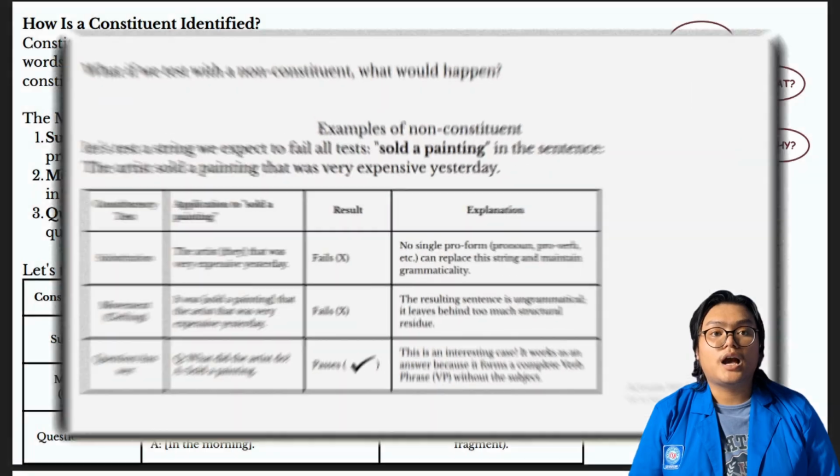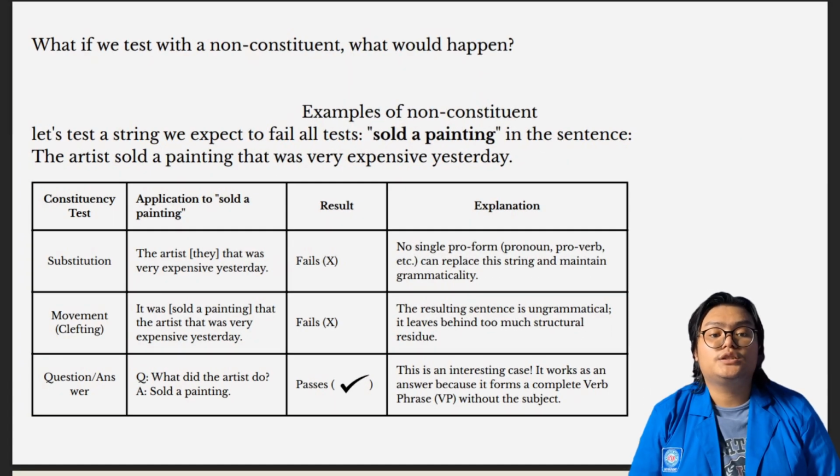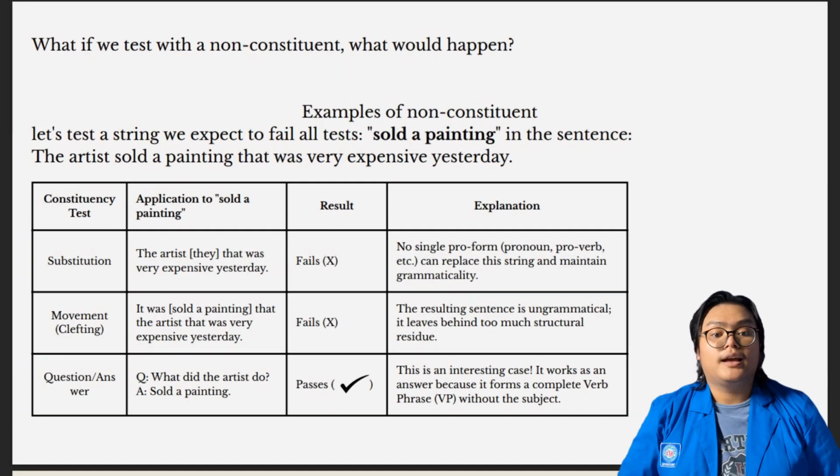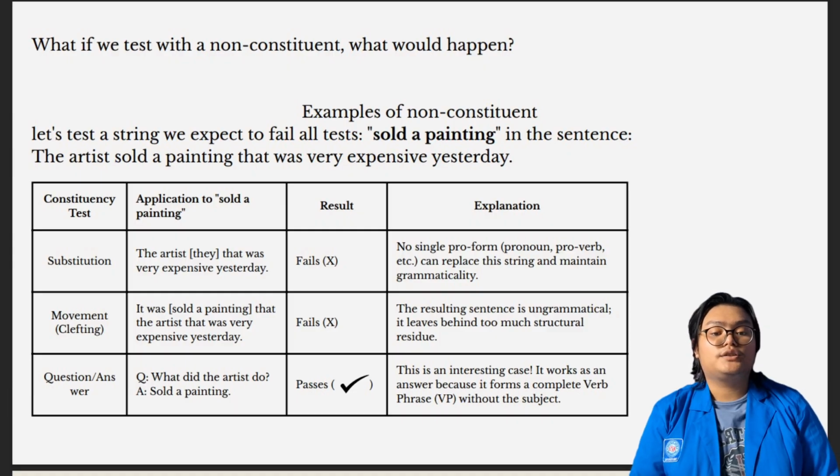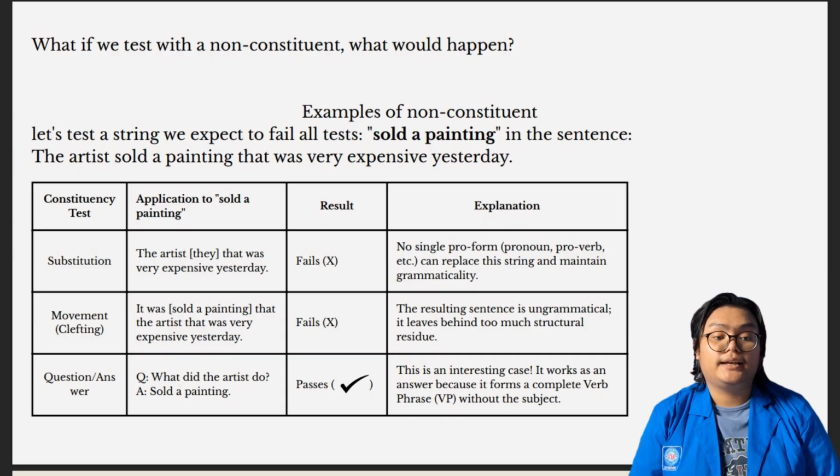So what if we test with a non-constituent? What would happen? For an example of a non-constituent, let's bring a new example expected to fail all tests: the phrase "sold a painting" in the sentence "The artist sold a painting that was very expensive yesterday." With substitution: "The artist [it] that was very expensive yesterday." The result is fail. Why?